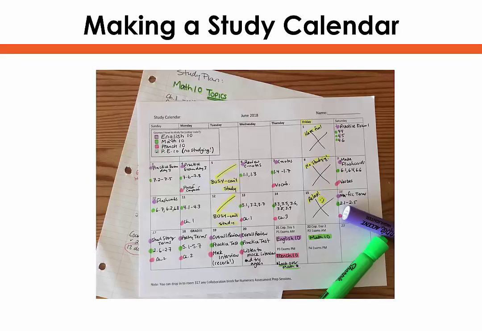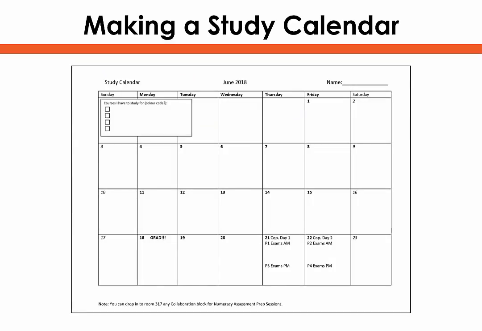Today we're going to look at making a study calendar to help you plan your studying in preparation for final exams. The calendar in this example will be for June 2018. But if you're a Spectrum student, you'll notice that on the left-hand side, the calendar template should be for the correct month, whether it's January or June of your current year.